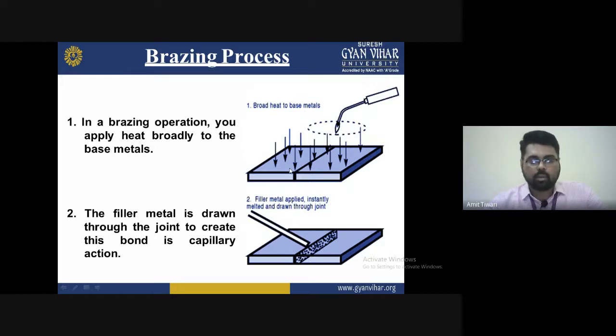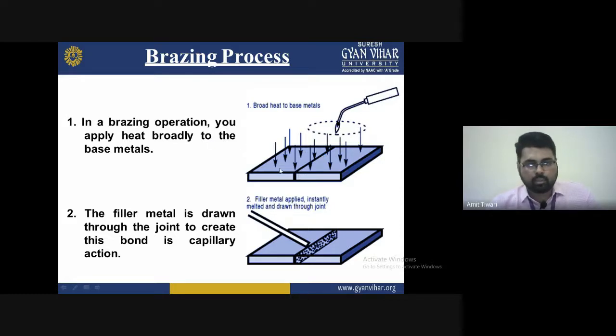First of all, this is the base metal you want to join. So you first heat the base metal, because when it contacts the filler metal, the filler metal is easily melted by the heat of the workpiece surface. The filler metal is drawn through the joint to create the bond by capillary action. This is simple, keep it in mind.